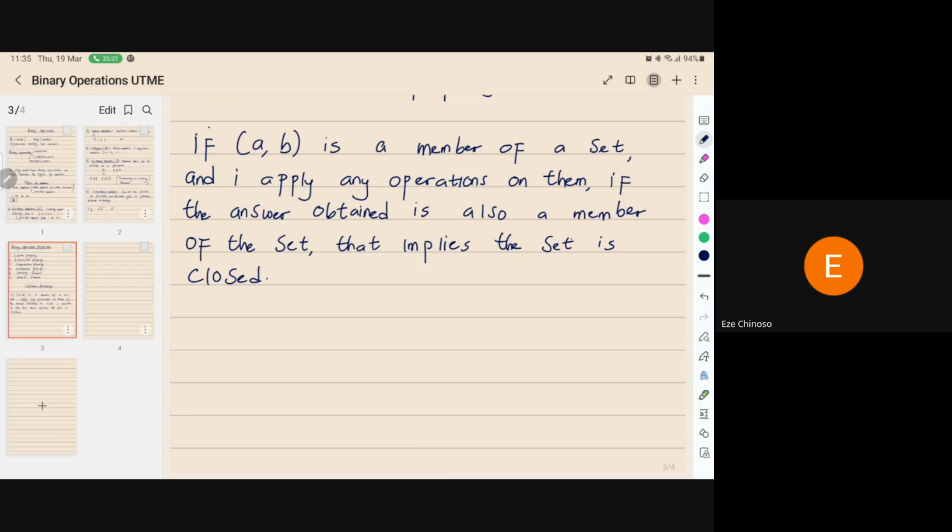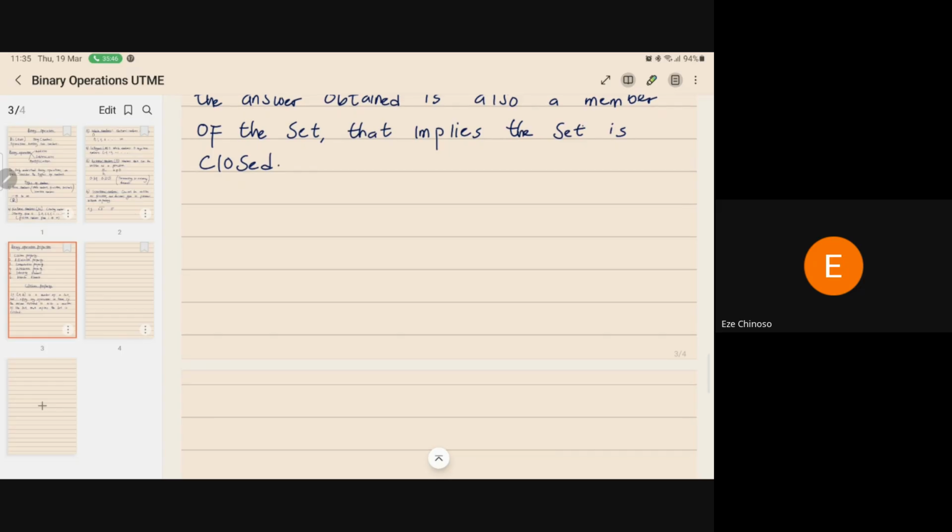All right, so that's what we regard as what? A closed set, right? That the set is closed. Now let's solve an example and see what it looks like or what it entails. So sometimes we can just pick values on our own to actually check it, right? So let's look at this example now.